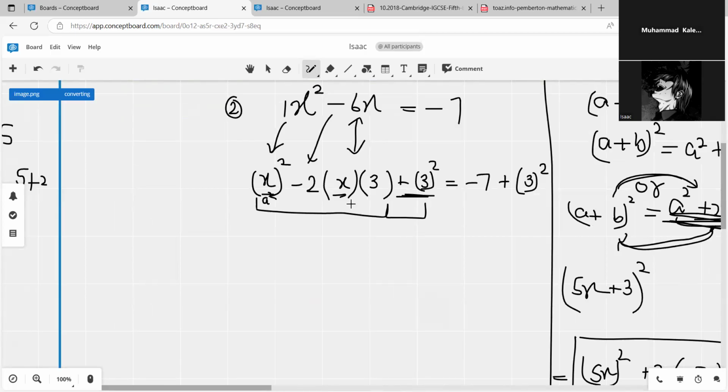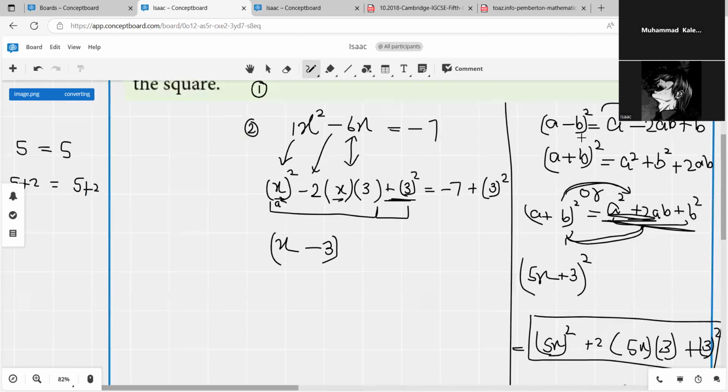This is the complete formula, okay? And so it will be close. How will it be close? (x - 3). Why x minus 3? We have to write just a minus b, (a - b) square. Does this make sense? What is the a here? A is x. What is the b here? B is 3. And it will be minus (a - b).